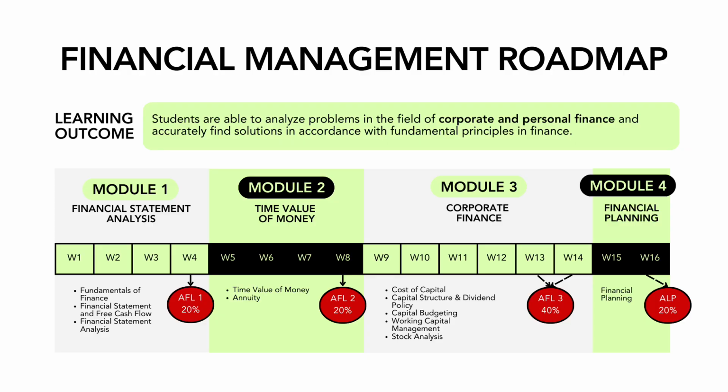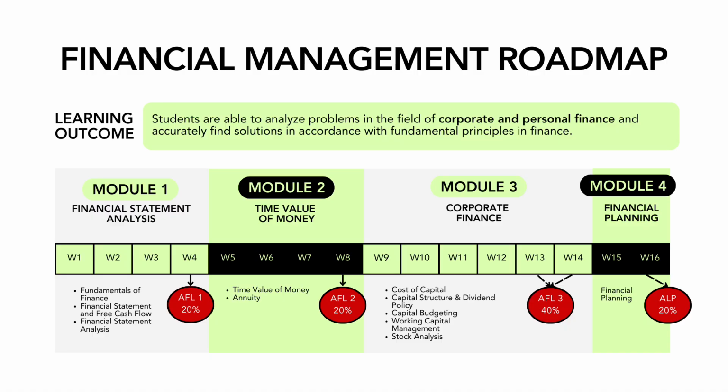The second module will be time value of money. The module will be delivered from week 5 to week 8. You will learn present value, future value, compound interest, annuity, and also discounted cash flow. At the end of this module, you will have AFL2, which is an individual quiz.